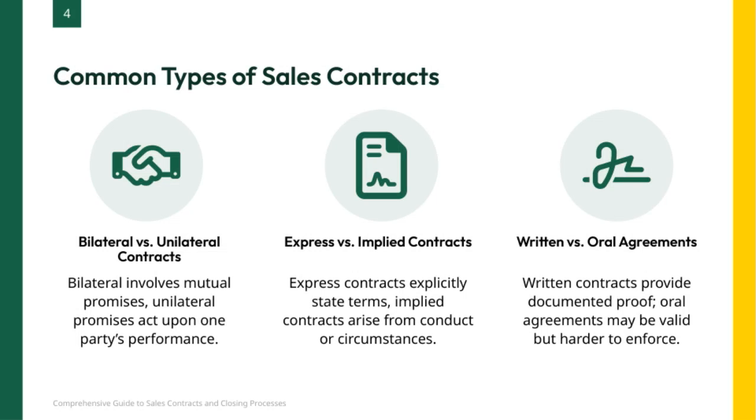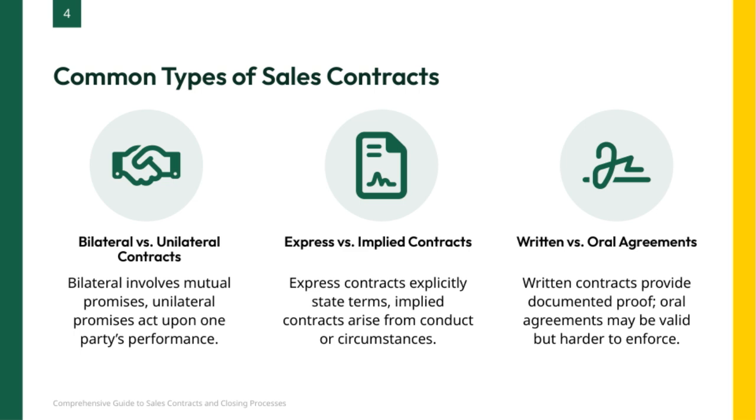First, we have bilateral versus unilateral contracts. Bilateral contracts involve mutual promises, meaning both parties have committed to something. Each promises to do something in exchange for the other. On the other hand, unilateral contracts are based on one party's performance. Only one party makes a promise, and the other party's performance completes the contract.